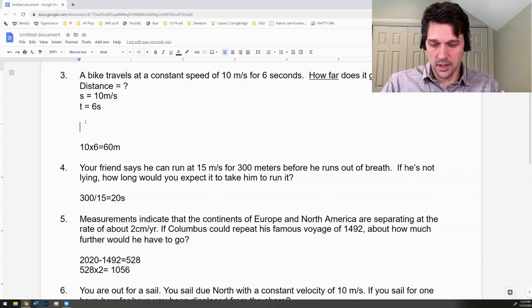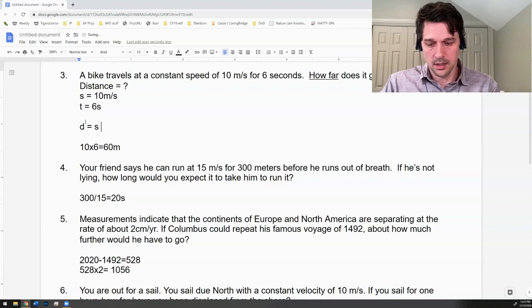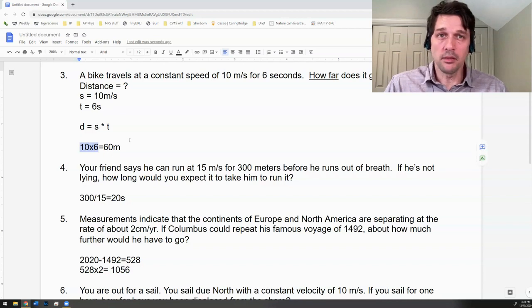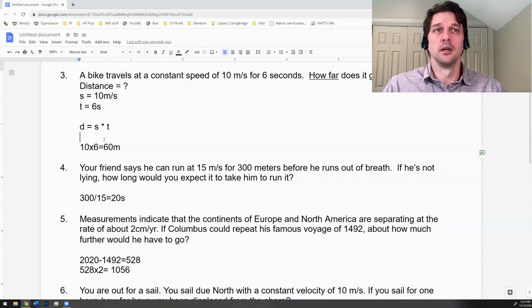If we're looking for a distance, distance equals speed times time. That is a formula that conveys why we're doing 10 times 6 and not some other math. 10 times 6 is speed times time. So this right here is what your work should look like. That is complete, thorough showing of work. Anything short of that, it's not quite there yet.